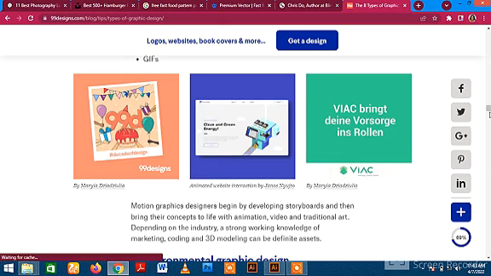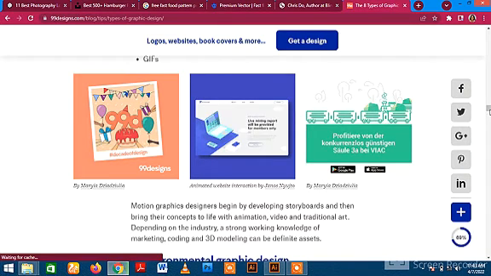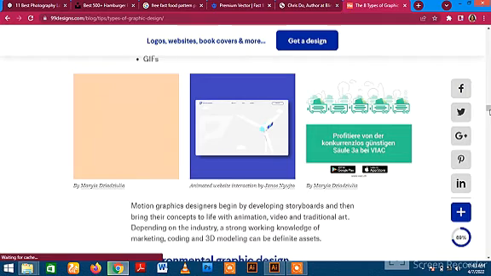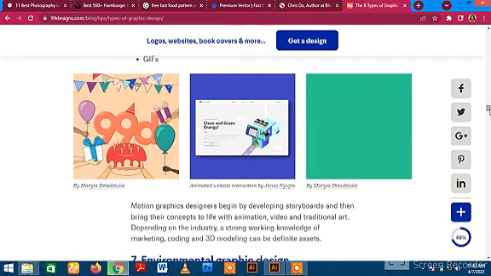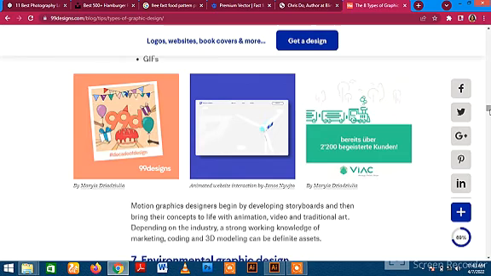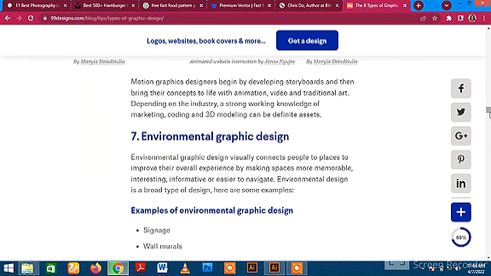To start a motion graphic design project, you start by developing a storyboard, and then you bring the concept to life with animation. Depending on the industry, having a strong working knowledge of marketing, coding and 3D modeling can be definite assets.